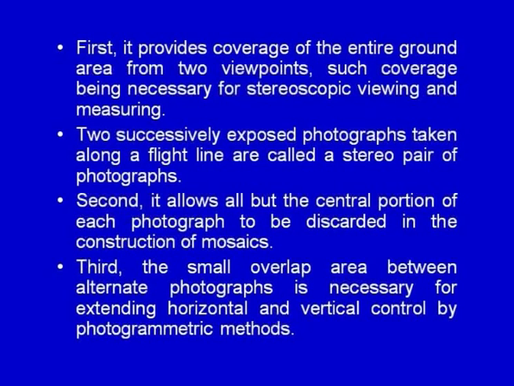Two successively exposed photographs taken along a flight line are called a stereo pair of photographs. Second, it allows all but the central portion of each photograph to be discarded in the context of the construction of mosaics. Third, the small overlap area between alternate photographs is necessary for extending the horizontal and vertical control by photogrammetric methods.